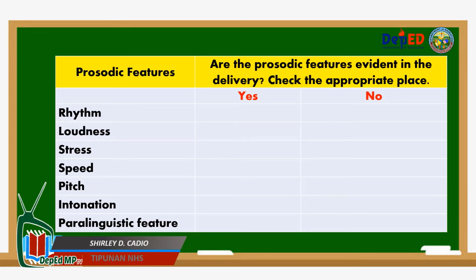When you are done watching, evaluate the speech using the following table. If the prosodic features are present, put a check mark under yes, but if not, put the check mark under no. For example, if the speaker Prince William employed paralinguistic features such as gesture, body language, or posture, then you may put a check mark under the column yes, but put the check mark under column no if none of the features was observed in the video.